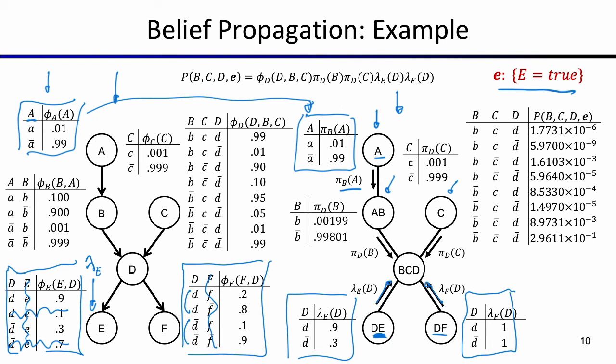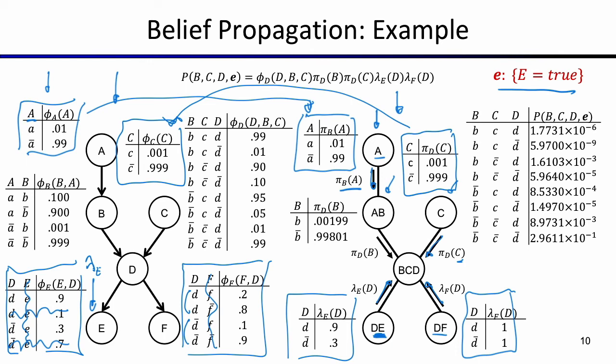Right? So these are the three initial messages. Again, we have these two messages. Oh, we have this message here that also does not depend on anyone. So it's going to be based on this table here. Again, the separator here is C, so we don't need to eliminate any variable. So it's just going to be a copy of this factor here.